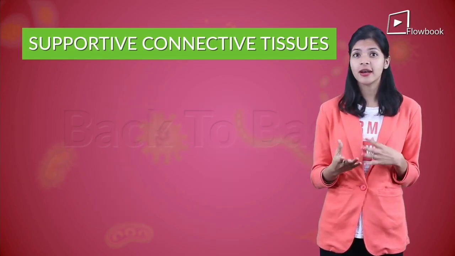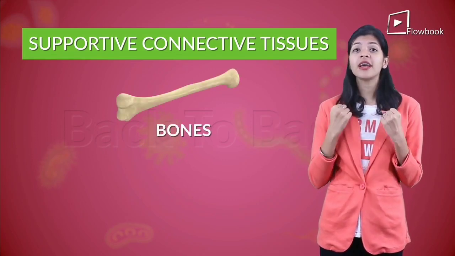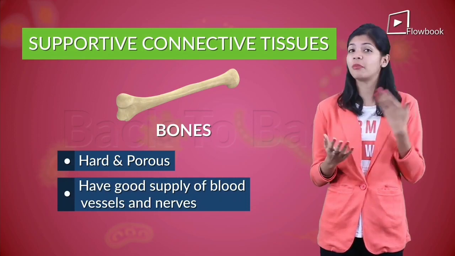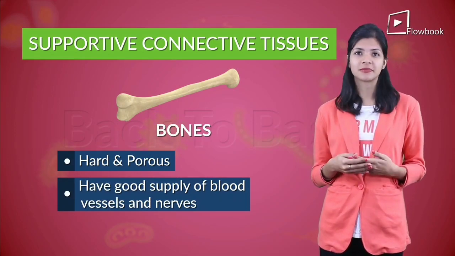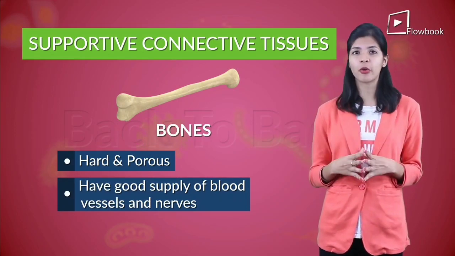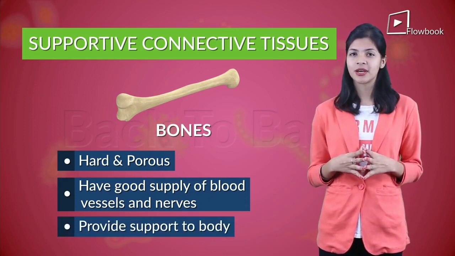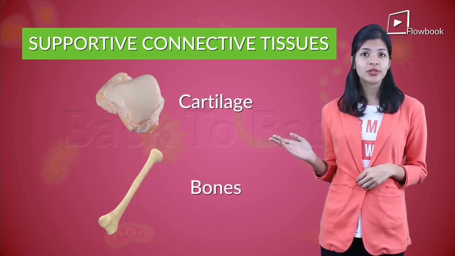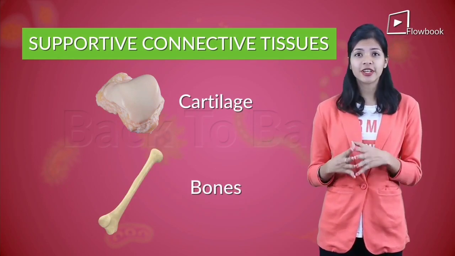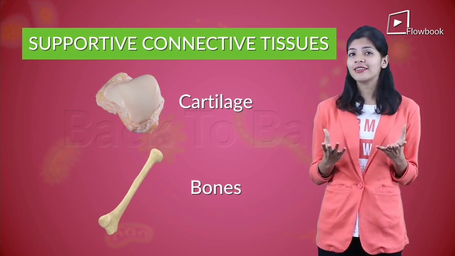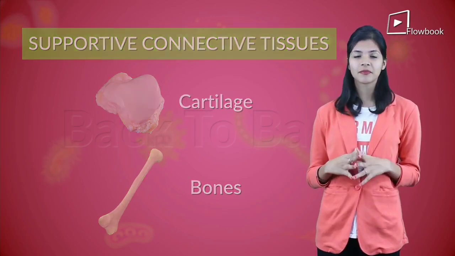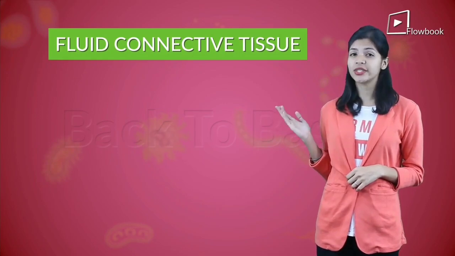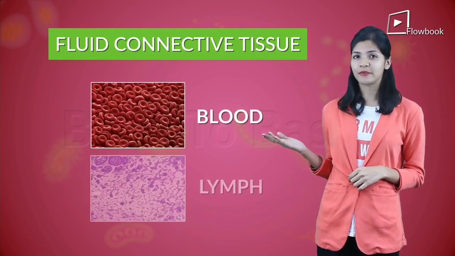On the other hand, bones are very hard and porous structures. They have a good supply of blood vessels and nerves. They form the framework of your body and thus provide support. It is interesting to see that cartilage and bone both form supportive connective tissue, yet they are so different in nature. And lastly, we have fluid connective tissue, which consists of blood and lymph.